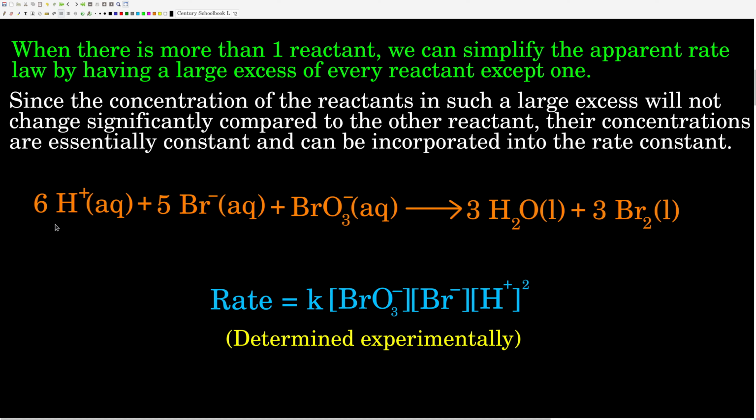So let's look at the reaction between hydrogen ion, bromide ion, and bromate ion to form water and bromine. And it ends up that the rate law was determined experimentally to be this: first order in bromide, second order in hydrogen ion. And the way it was determined was the method we're about to look at, using pseudo rate laws. Basically what we do is we hold everything constant except one, do that experiment, get the order of that reactant, then do another reactant, keep everything else in large excess, make it constant, and then keep on going for every reactant.